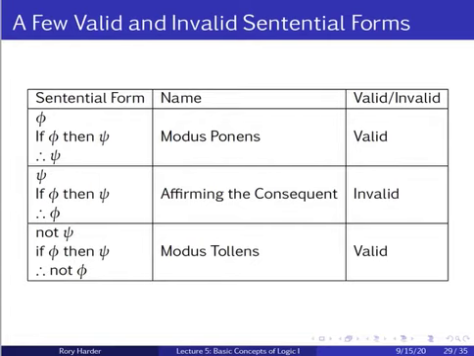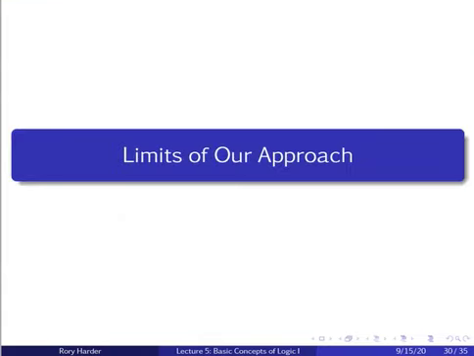So here are examples again of arguments in their sentential form. Each of these arguments represents the form of an argument. And particular arguments of this form are ones in which the variables phi and psi are replaced with particular sentences. So these arguments demonstrate the sentential form of various arguments.